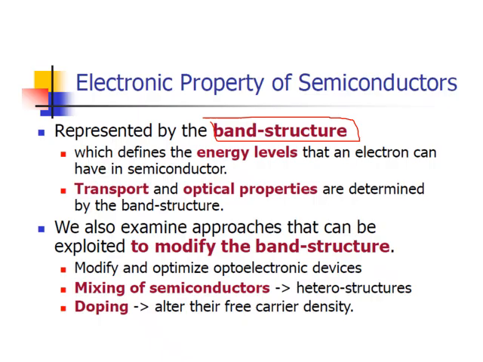Now we are also trying to see how we modify this band structure, how we do the doping. We modify and optimize the devices by mixing semiconductors into heterostructures, and then we do the doping and alter their free carrier density. How many free electrons they can carry will be determined by the doping. Before that, we do the mixing of the proper semiconductors to obtain a heterostructure.